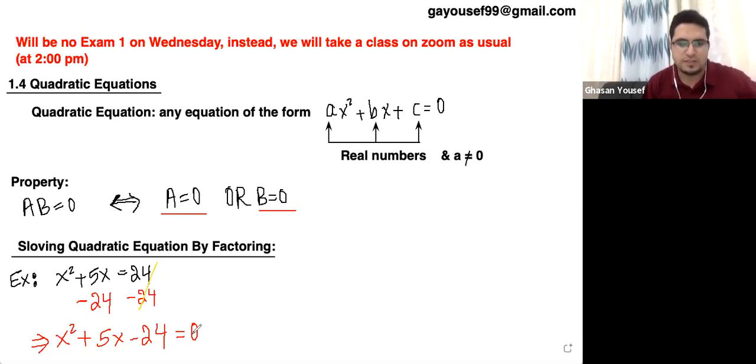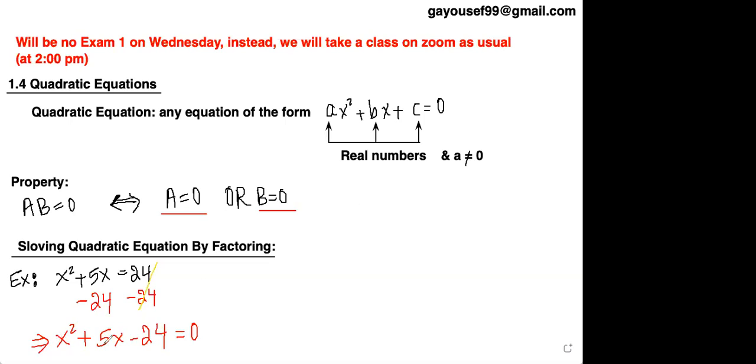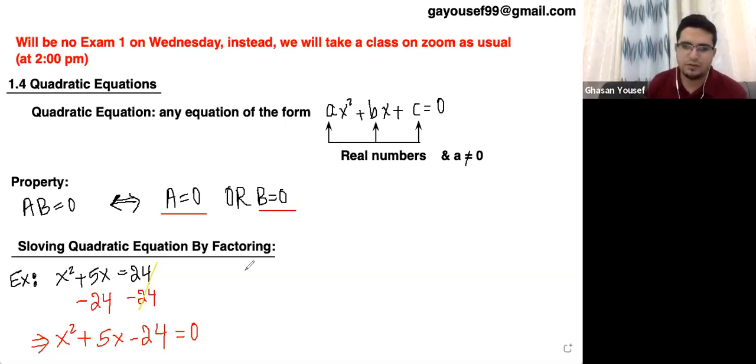So now, how can we factor this quadratic equation? What is the factorization? Yes, go ahead. x minus 3 times x plus 8. Minus 3 and plus 8. So we're looking for two numbers whose product is minus 24 and whose sum is positive 5. Like Aziza said, these two numbers are positive 8 and negative 3. So here I can factor it.